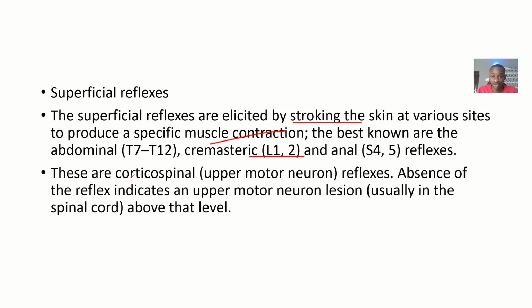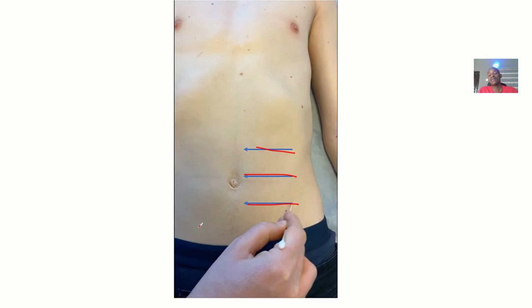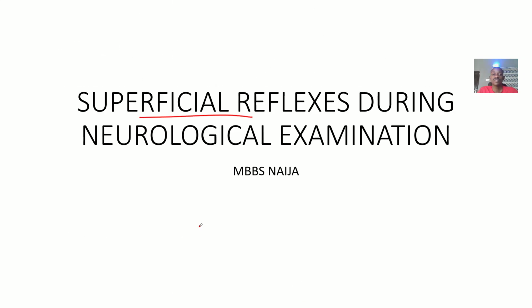So these are corticospinal, that's upper motor neuron reflexes. So absence of the reflex indicates that there is a lesion in the upper motor neuron network, okay, which is usually in the spinal cord, above that level, right? So I think that's it for the superficial reflexes during neurological examination: the definition, the types, and elicitation.